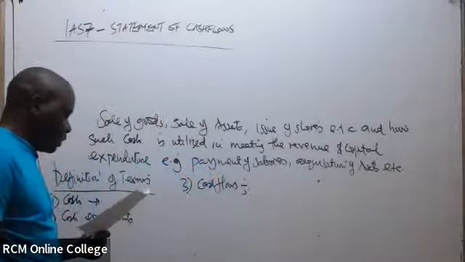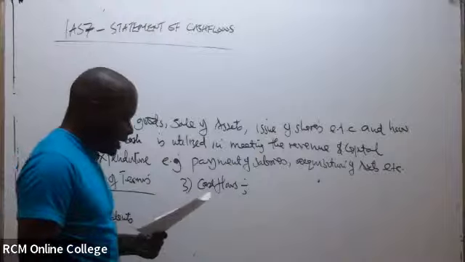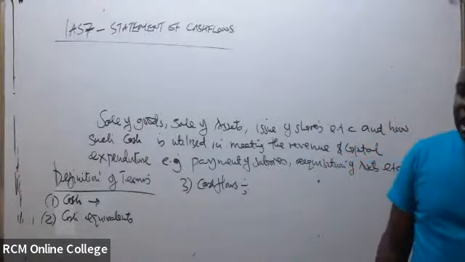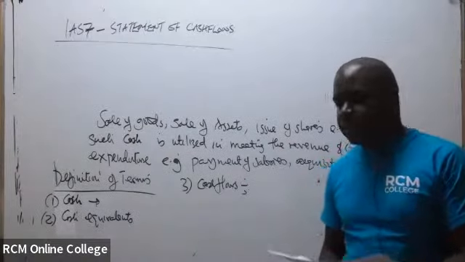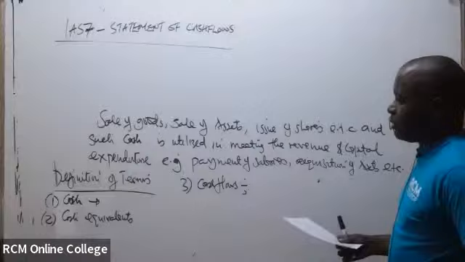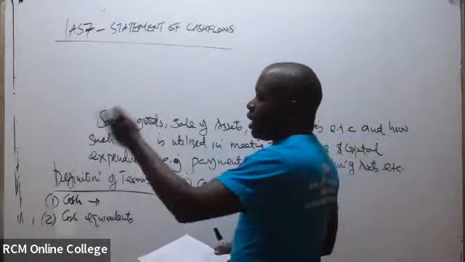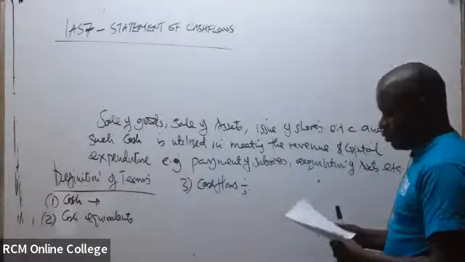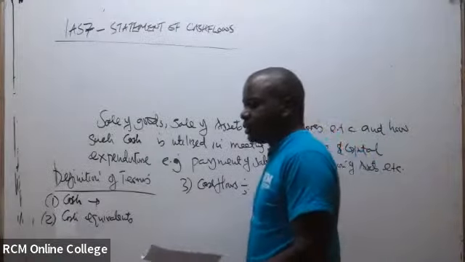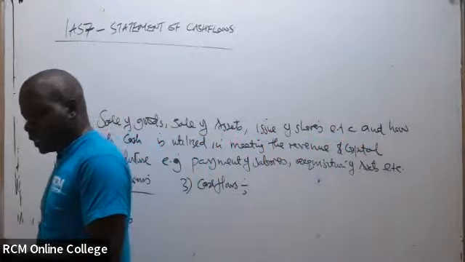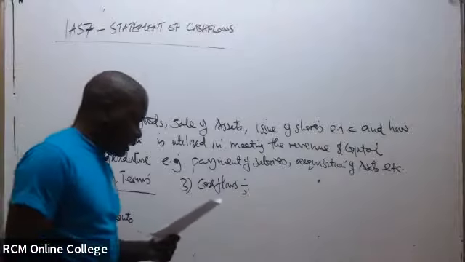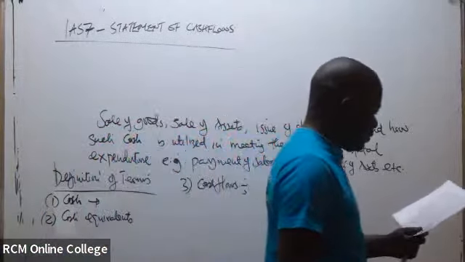Cash flows. These are inflows and outflows of cash and cash equivalents. So when they come in and go out, we refer to that process as what? As cash flows. In this case, these are inflows and outflows of cash and cash equivalents.